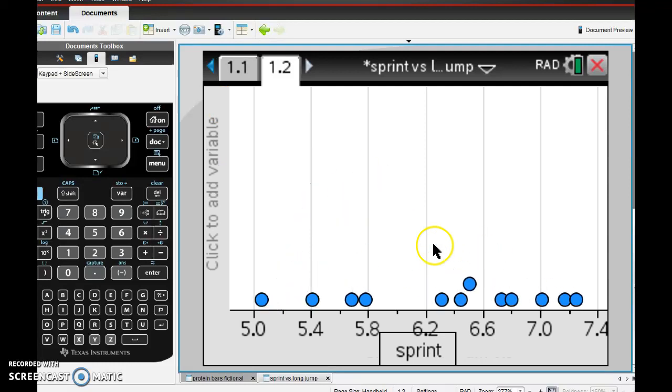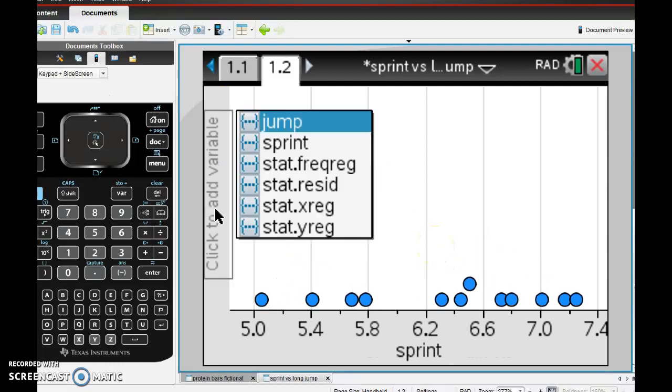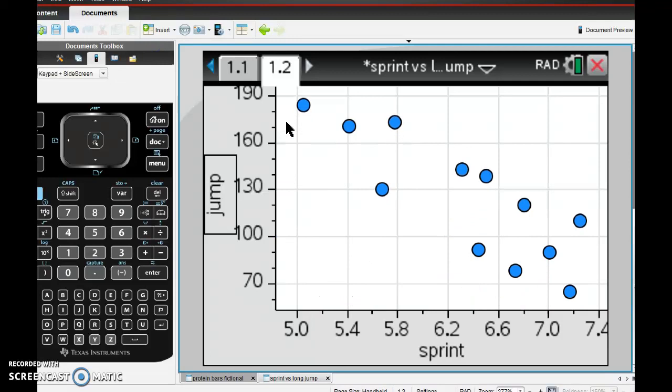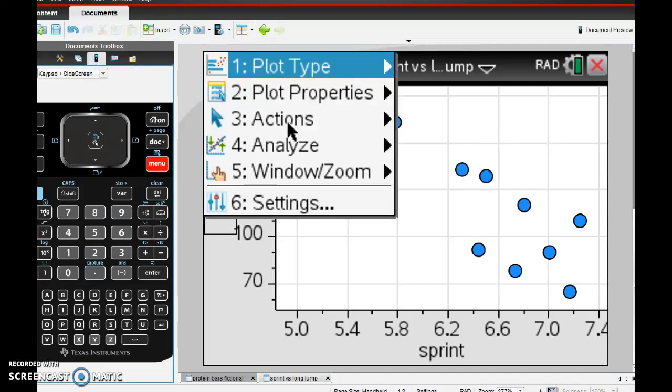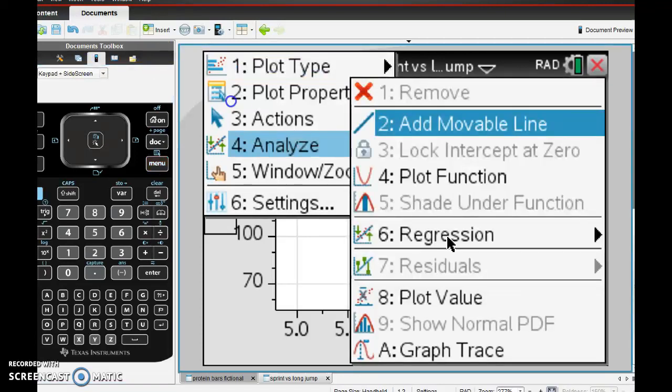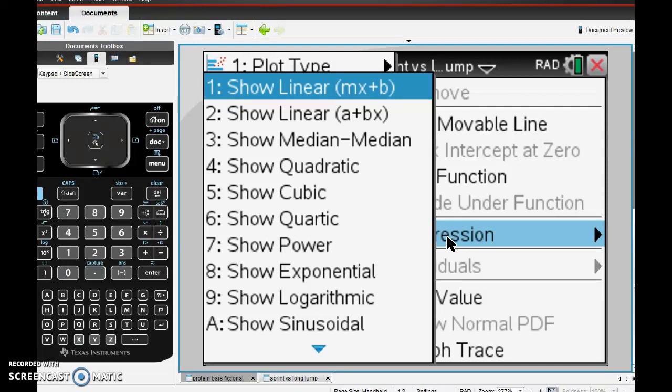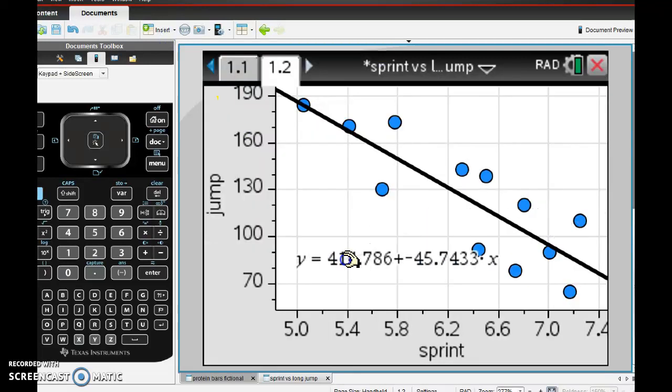So sprint on the x-axis, I'm going too fast here, and jump on the y. Look at it. Does it look like a linear model is appropriate? Yes. Okay, so now it makes sense to find the least squares regression line. Keystrokes are menu, analyze, regression, and let's pick the a plus bx model. So there's my equation. Y equals 4.404, whatever. You can kind of see it right there.